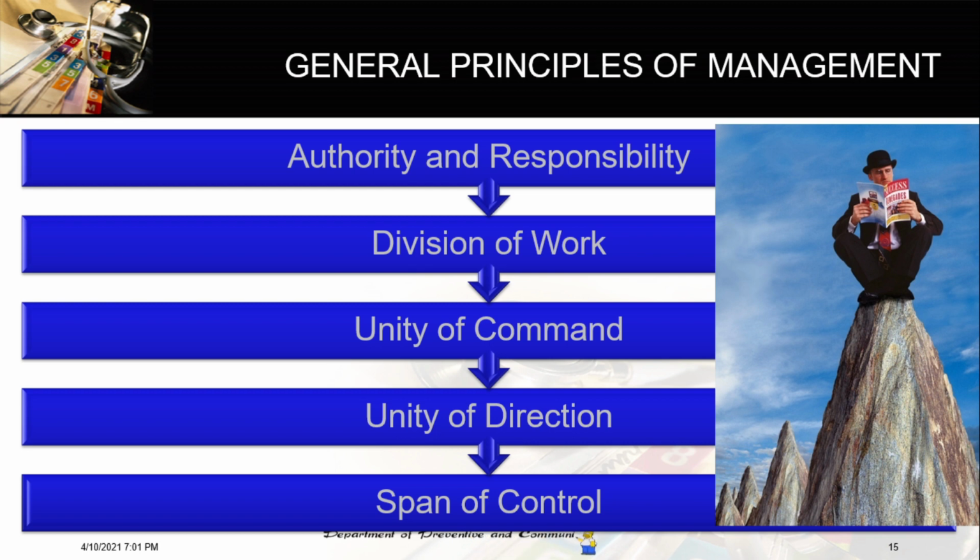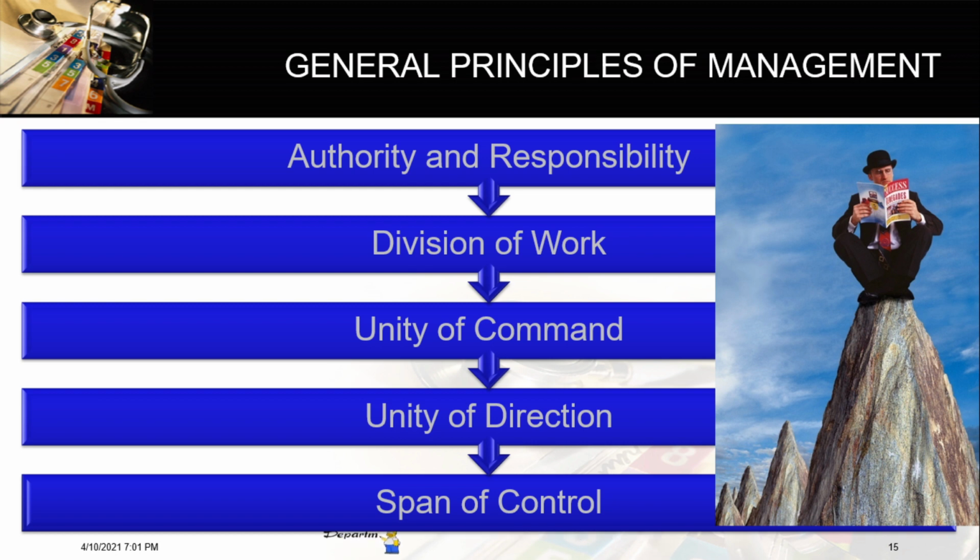Unity of command. According to this principle, a subordinate must have and receive orders from only one superior. To put it in another way, a subordinate must report to only one superior. It helps in preventing dual subordination, which creates a problem. Preventing it is a function of managers.